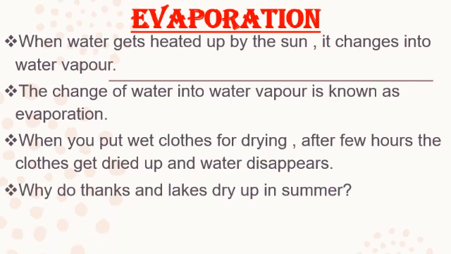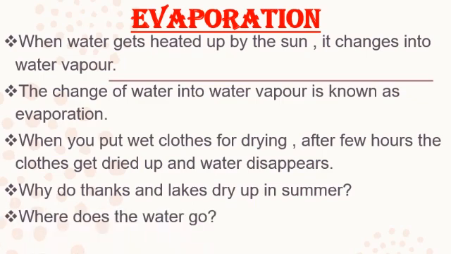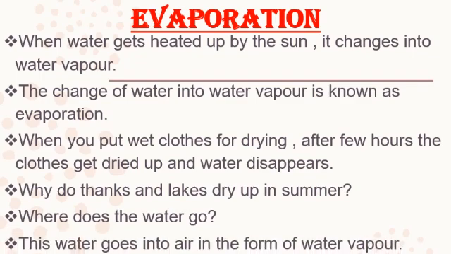Why do tanks and lakes dry up in summer? Because they get evaporated. Where does the water go? This water goes into the air in the form of water vapor.